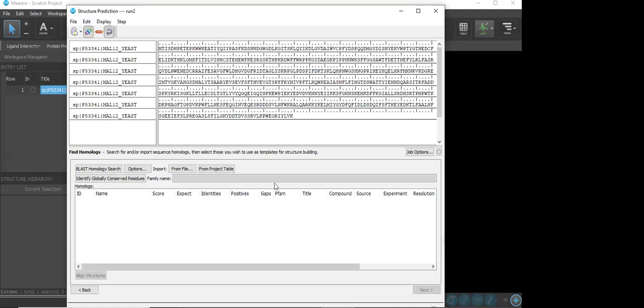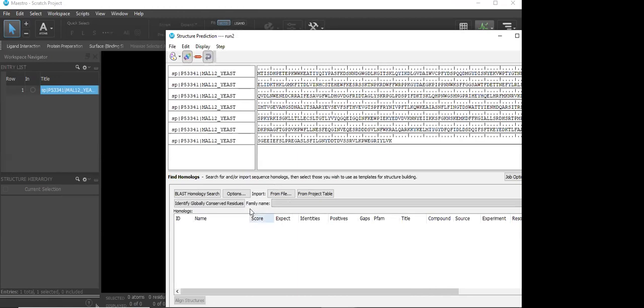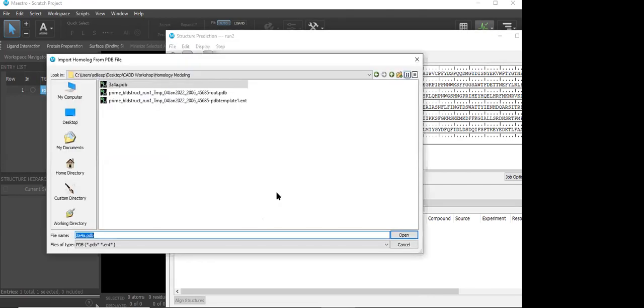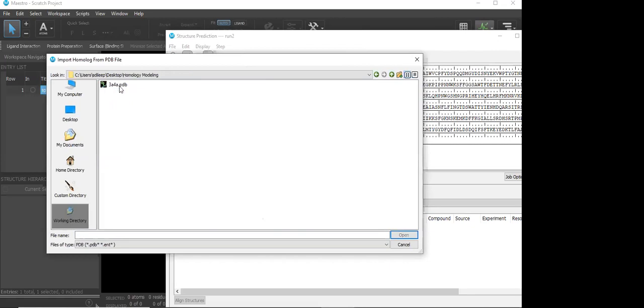Then you will get this kind of window where you can import the file of the PDB ID of the isomaltase enzyme. This window is for importing the template from file. You can import our template. 3A4A is a template which has more than 70% resemblance with the query sequence. We are importing this template now.